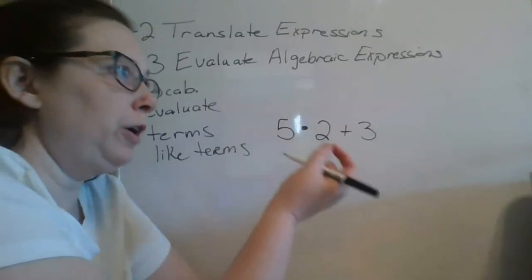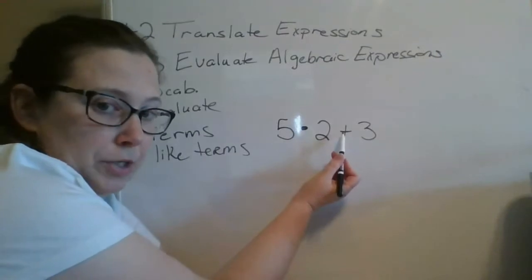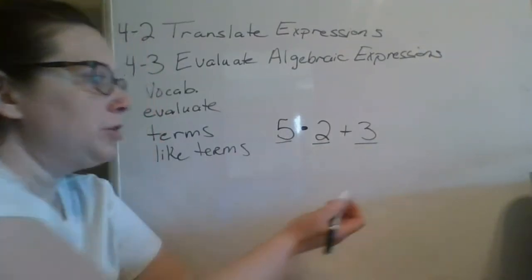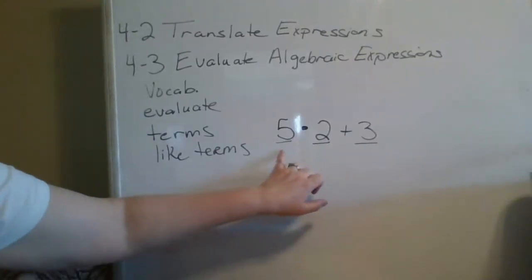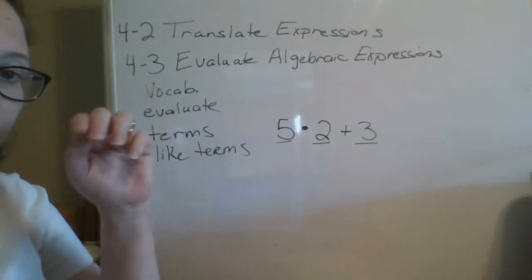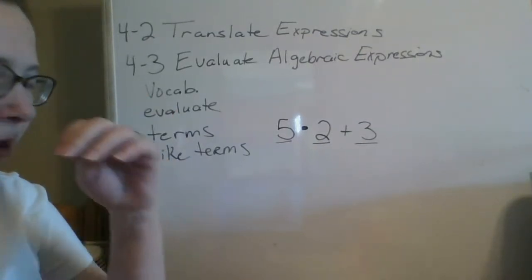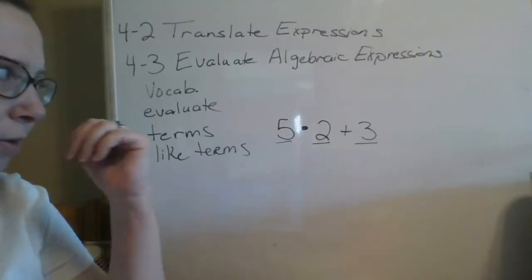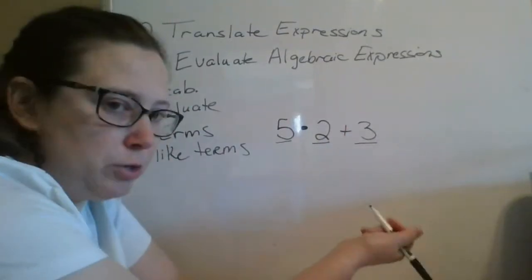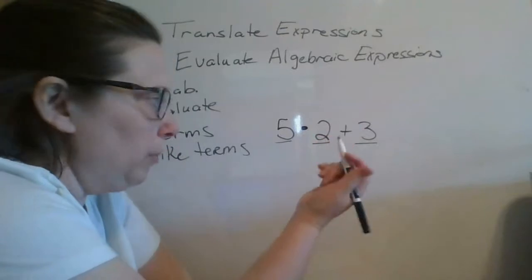So the way that you figure out how many terms there are in an expression is to look for your operations. Your operations are what are going to be separating your terms. So in this particular numeric expression, we have 1, 2, 3 terms. They are all like terms because they're all numbers. We have no variables here. These are all like terms. When we think about like terms, usually it means we're talking about an algebraic expression. If it's numeric, they're all going to be like terms because they're all numbers.